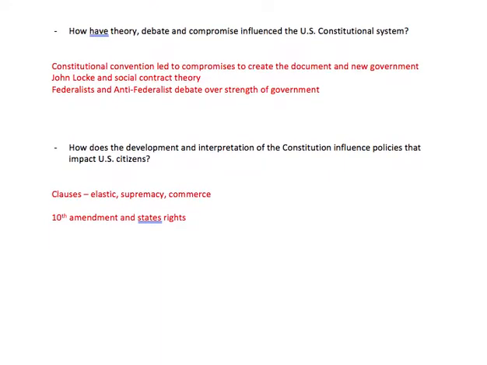The last question here, how does the development and interpretation of the Constitution influence policies that impact U.S. citizens? All these clauses within the Constitution, like the Elastic, Supremacy and Commerce Clause, will impact how laws are created and how they are addressed by the Supreme Court when court cases are brought up. You also have the 10th Amendment, which gives power to the states. And you have your Bill of Rights, which protects your individual rights and liberties.